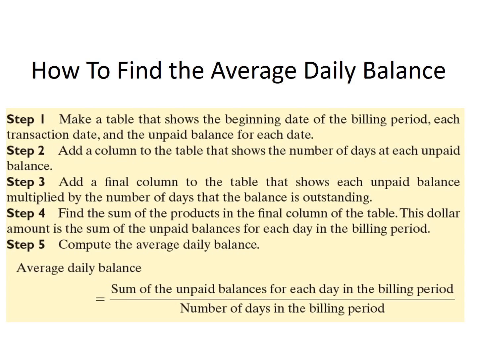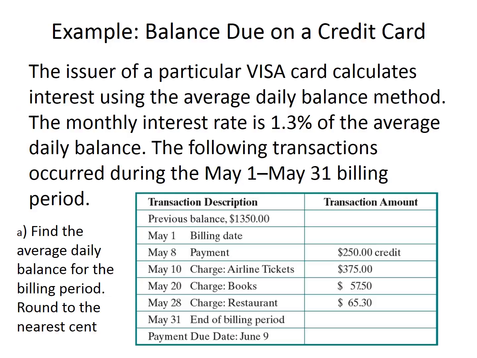Make a table that shows the beginning date of the billing period, each transaction date, and the unpaid balance. Add a column to show the number of days of each unpaid balance. Add the final column that multiplies each unpaid balance by the number of days the balance is outstanding. Find the sum of the products and then compute the average daily balance by dividing that sum by the number of days in the billing period. You can refer back to this. I don't want to read through it because you're best to see by example, but you can look back after we go through the example.